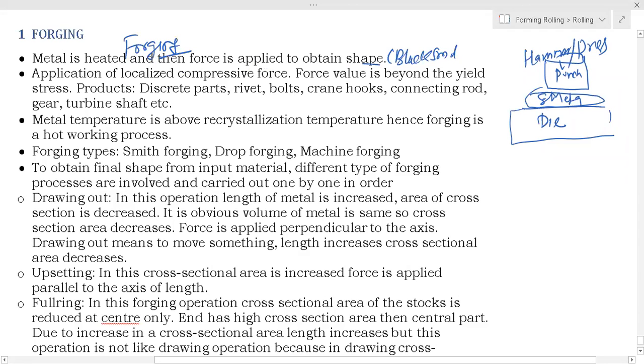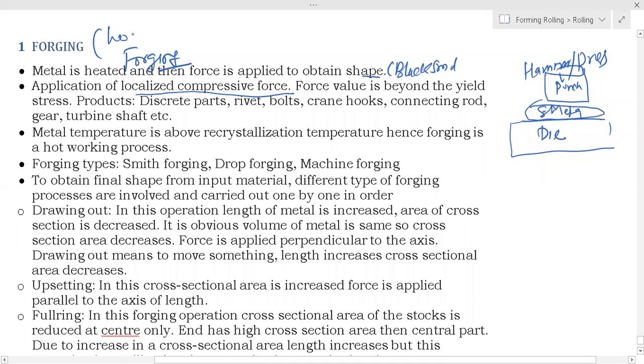Forging: application of localized compressive force. Force value is beyond the yield stress. Discrete parts, rivets, bolts, crankshafts, connecting rods, gears, turbine shafts. These are the forging products.